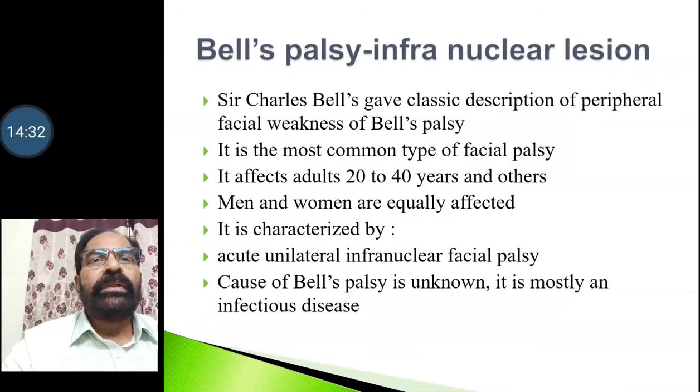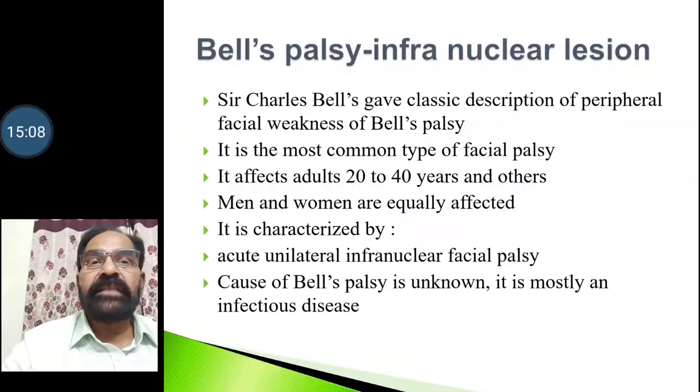Then we go to Bell's palsy, also called as infranuclear lesion. Sir Charles Bell gave classic description of this peripheral facial weakness of Bell's palsy. It is the most common type of facial palsy. It affects adults between 20 to 40 years and others also. Men and women are equally affected, and it is characterized by acute unilateral infranuclear facial palsy.